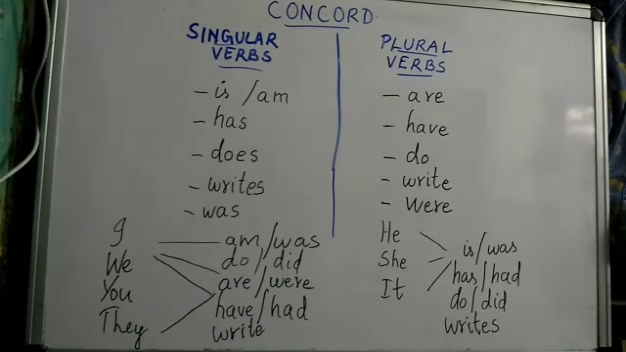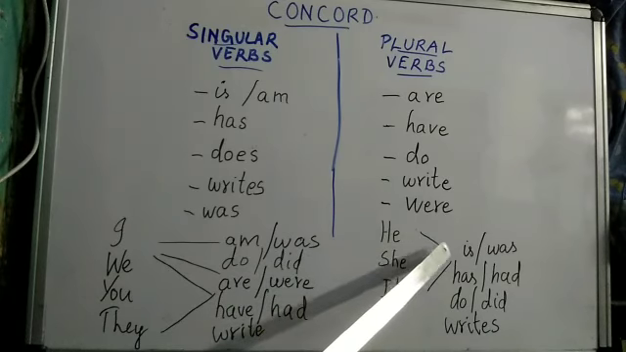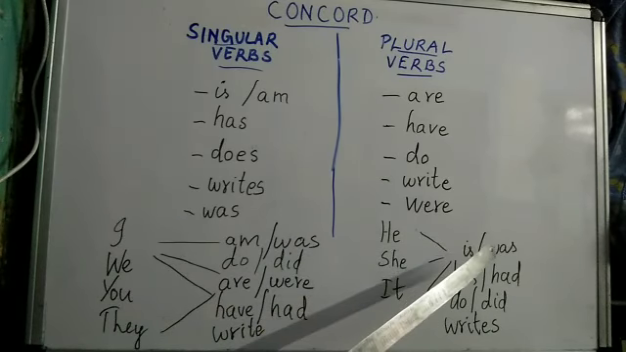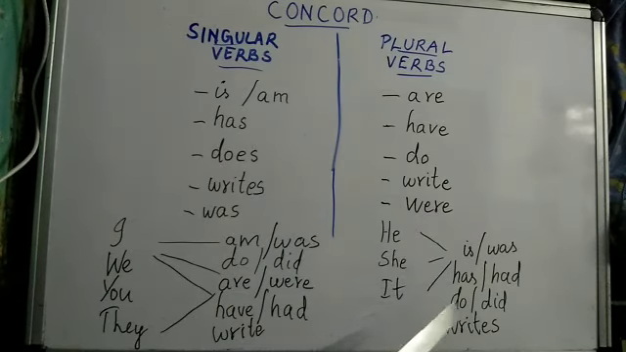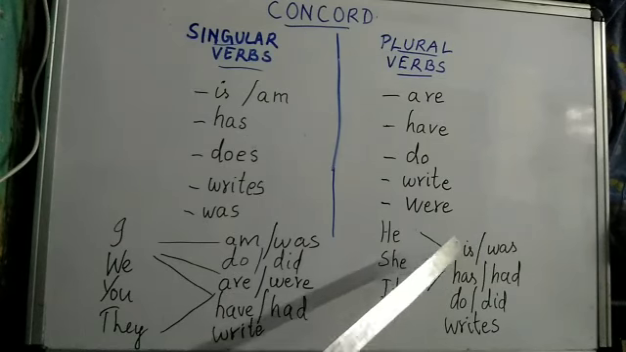Moving on to third person. He is, past tense was. He, she, it is. Past tense was. She has, he has, it has. So past tense is had.